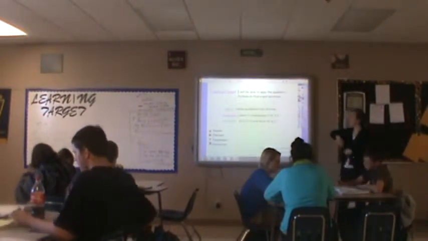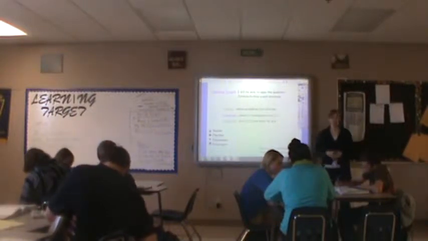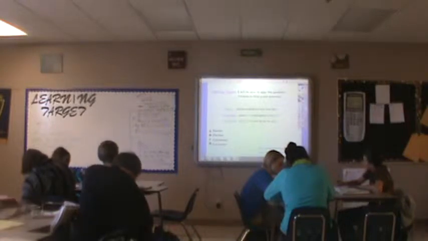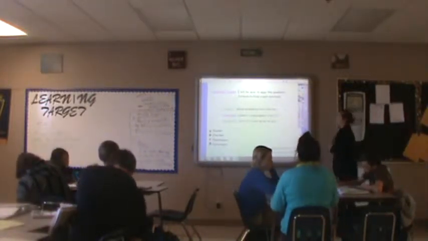Learning how to apply the quadratic formula to find the exact solutions. Remember yesterday we started to kind of understand the quadratic formula, and now today we're going to apply that for certain ones to solve for those solutions.